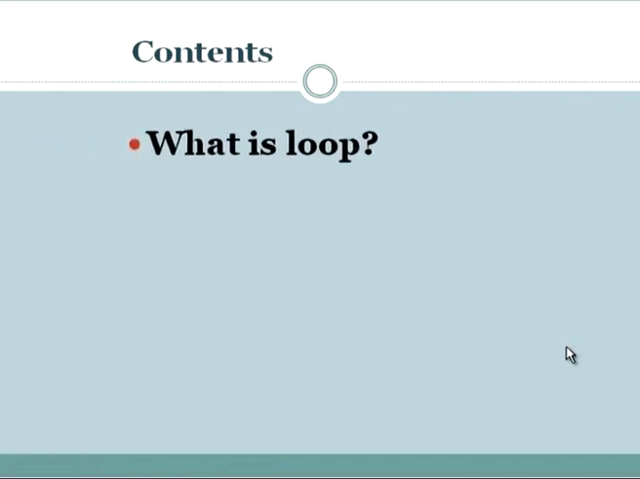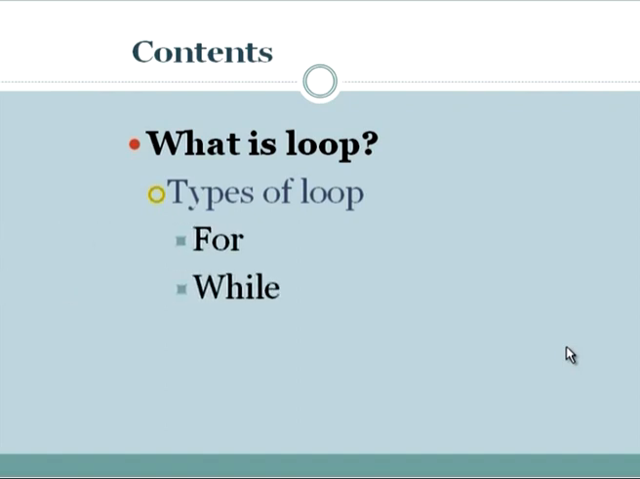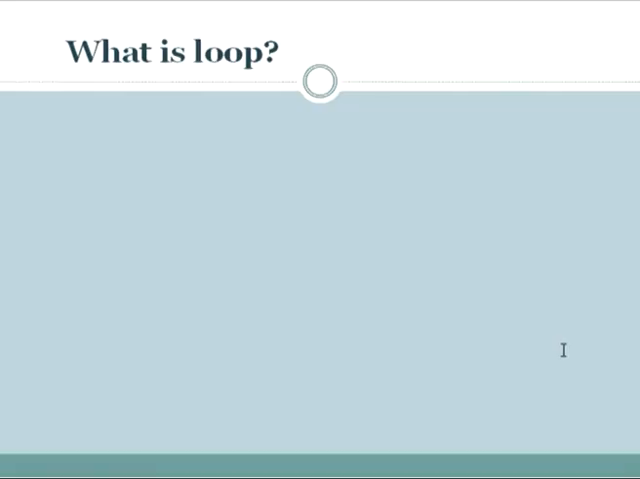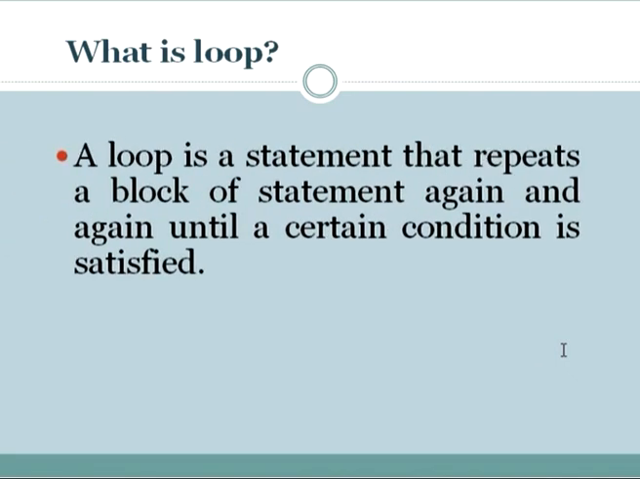Today we will discuss what a loop is, and what the different types of loops are, which include for loop, while loop and do while loop. In today's program we will discuss the for loop. What is a loop? A loop can be simply defined as a statement that repeats a block of statements again and again until a certain condition is satisfied.